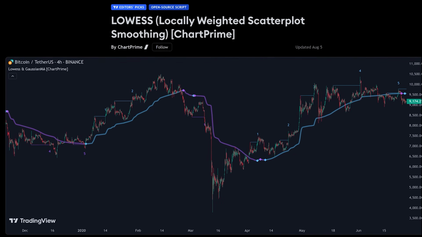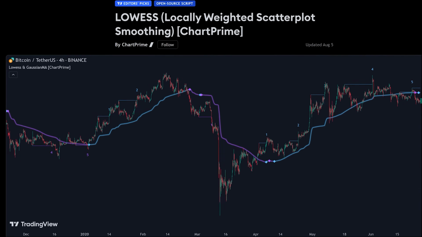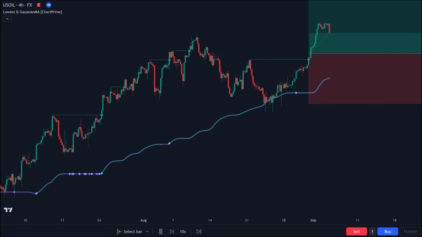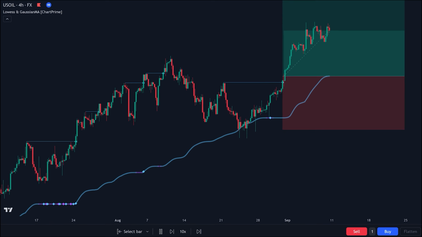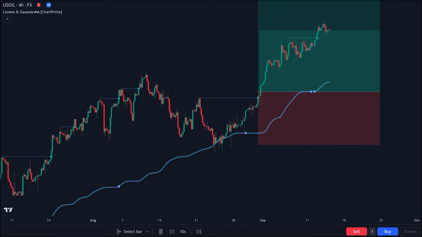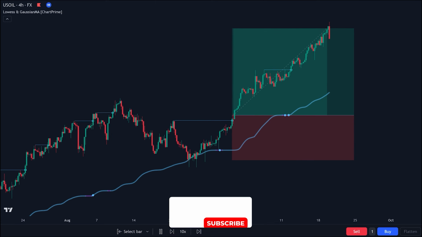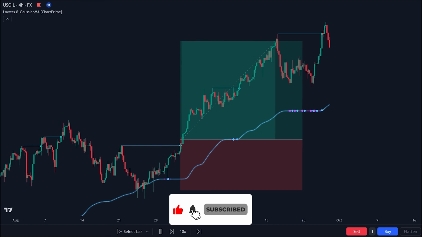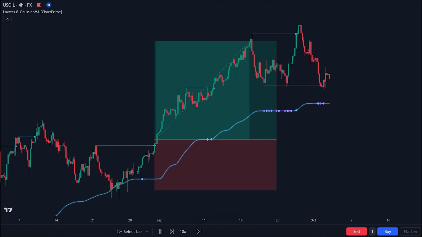Hi traders! Today, we're diving into the locally weighted scatter plot smoothing indicator, a powerful tool for spotting trends and breakouts with accuracy. It works across all markets, stocks, Forex, and crypto. I'll show you its key features, how to set it up, and how to use it in real trades.